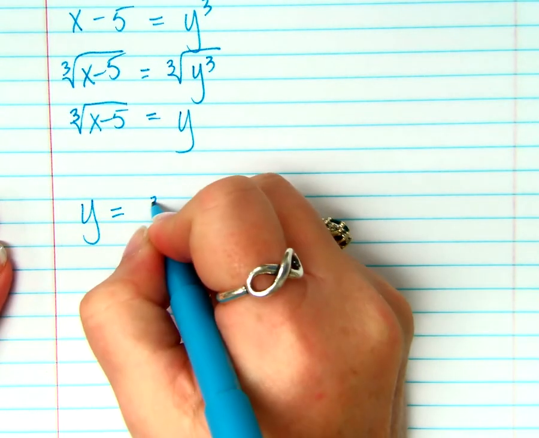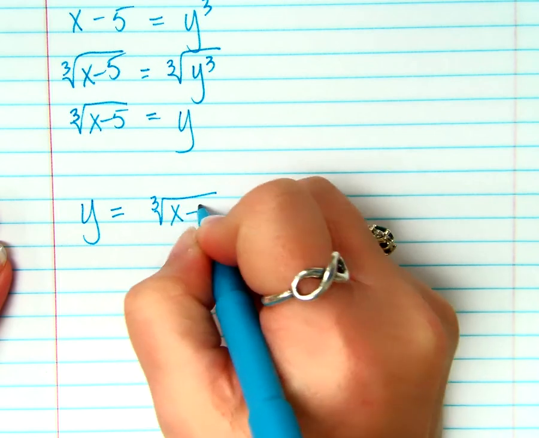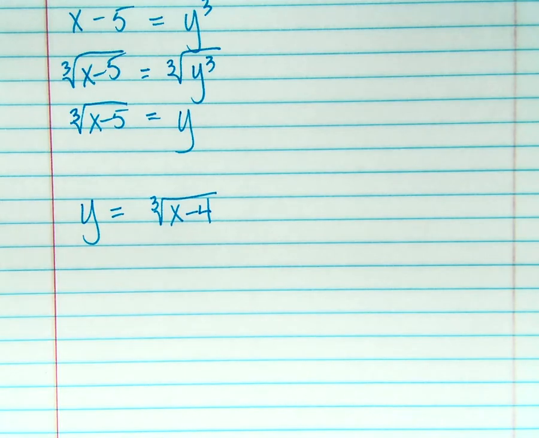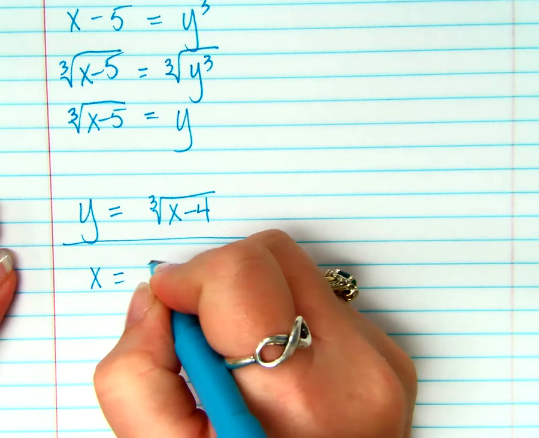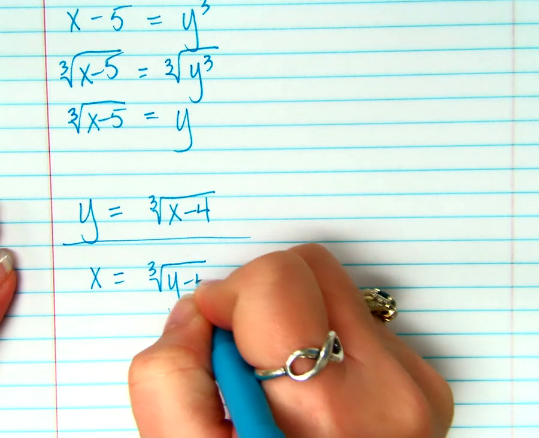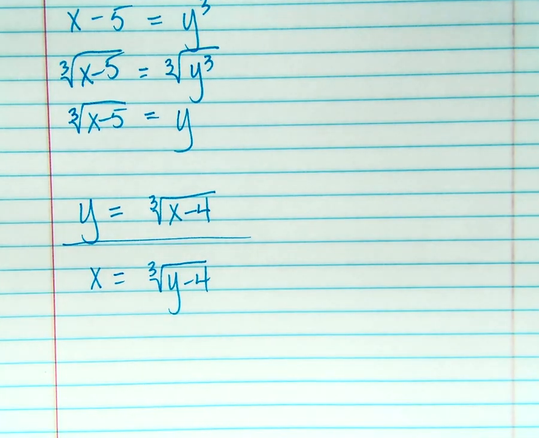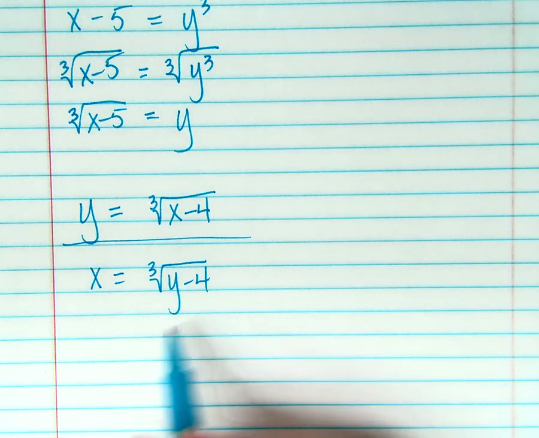Y equals the cube root of x minus 4. What do you think we ought to do first to find the inverse? Good. Switch x and y. When I switch x and y, I get x equals the cube root of y minus 4. What would you like to do first? Can we add 4 first?